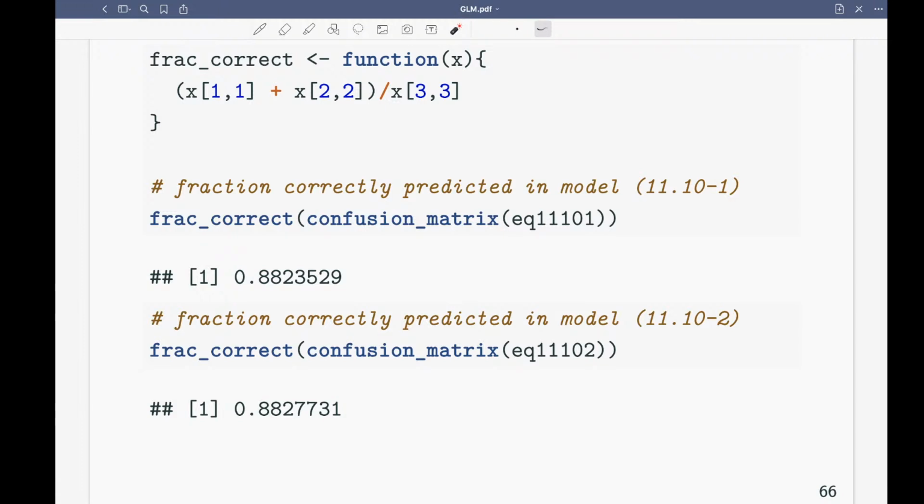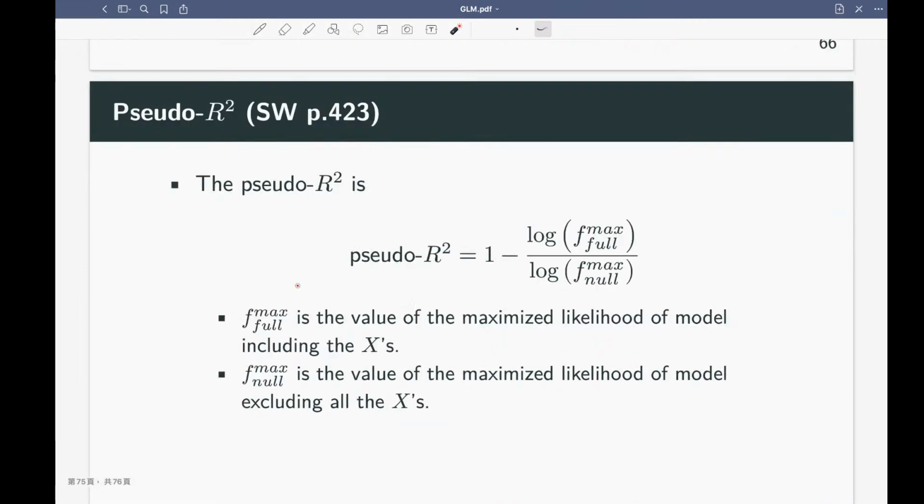So we cannot do some tests to say they are different, because they are close to each other. So we should use another criterion to say they are different. Okay, so next is the pseudo R-squared.